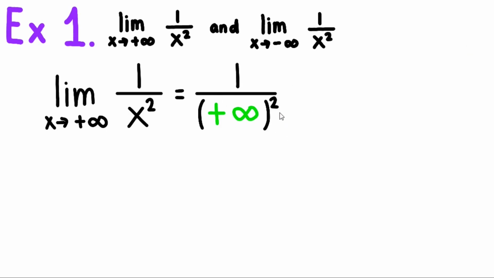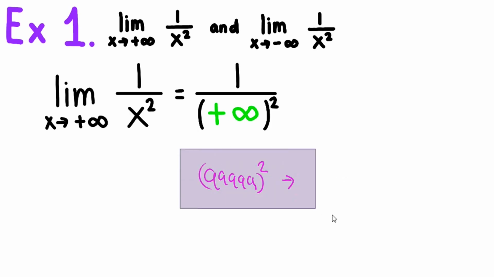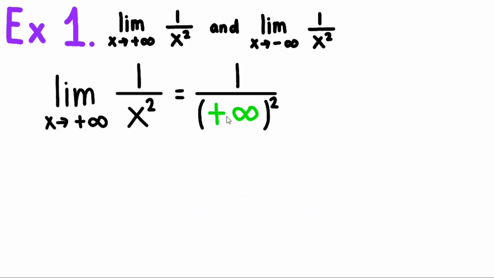And what happens when we square a very, very, very large number? Say 99999. Square this one, the outcome is still a very, very, very large number, even larger than this one. So a value that is even larger than positive infinity is just positive infinity as well. And as we saw a while ago, this is just equal to 0.